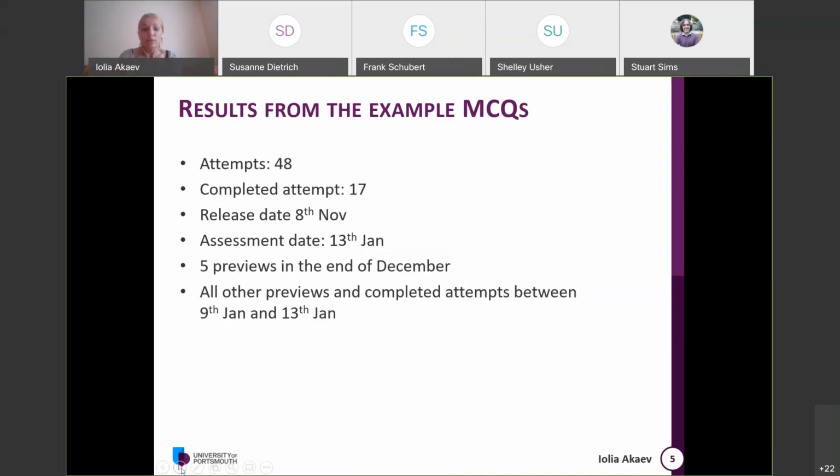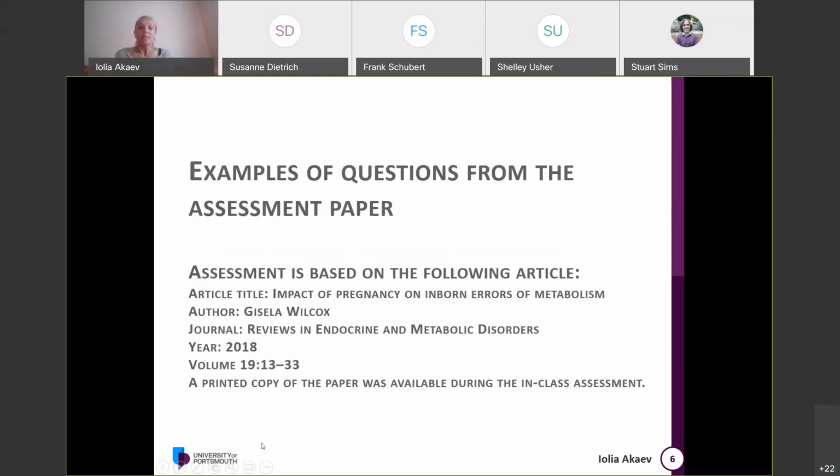So I think they underestimated how difficult this can be. I think they saw that it can be very easy just to read the article and quickly answer the questions, but they forgot that this was a level 6 examination. The actual assessment was based on a paper about inborn errors of metabolism. We had 2 lectures on this topic, and the paper was quite an interesting paper and a difficult paper as well.